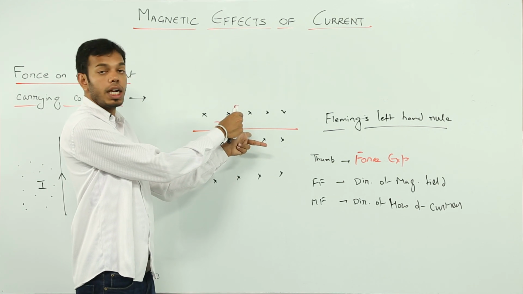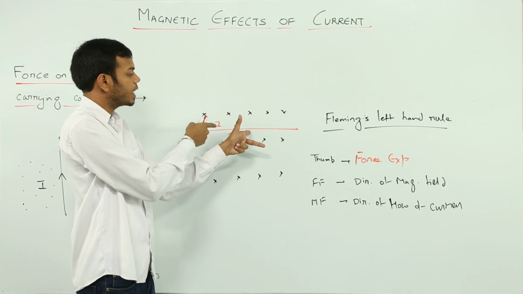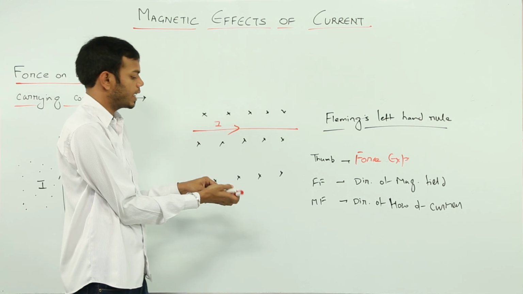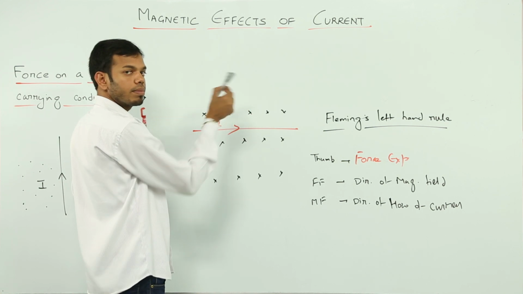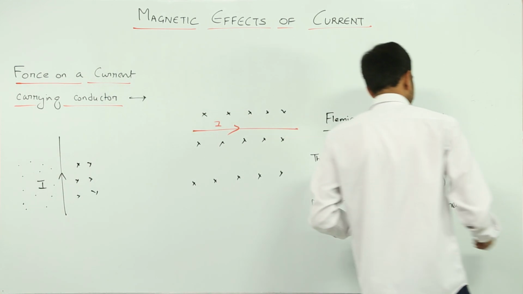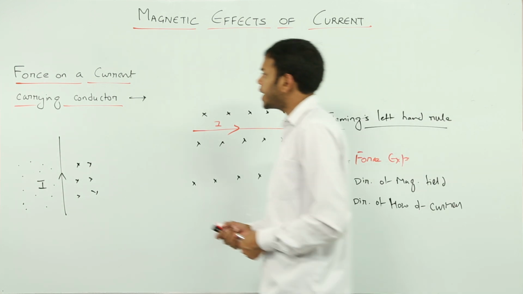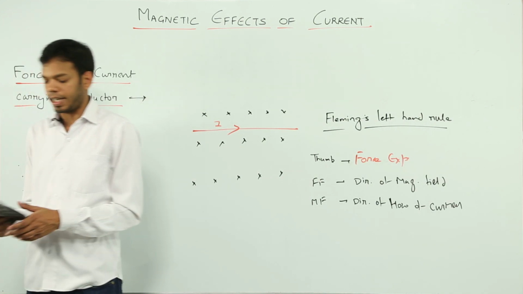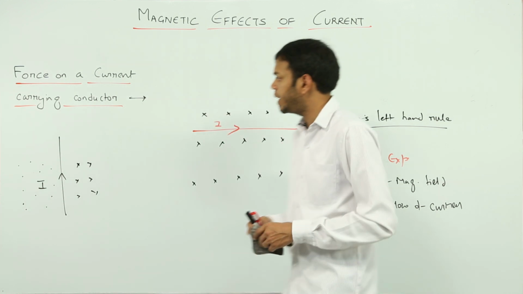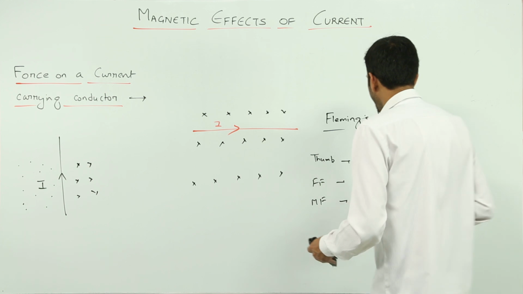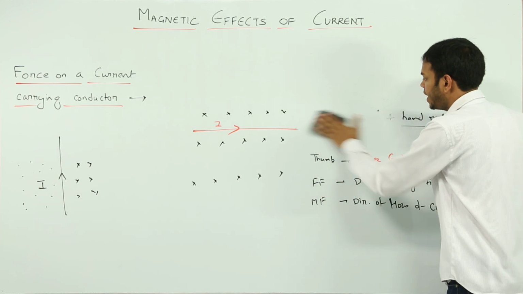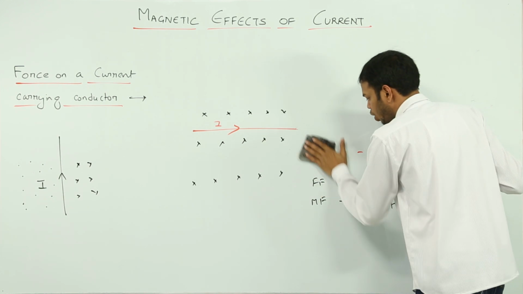So thumb is giving me the direction of force, that is, this conductor is going to experience a force in upward direction. So if this would have been my conductor, it would have moved up. Simple. So this is the phenomena of force experienced by a current carrying conductor, or force experienced by a conductor when it is placed in a magnetic field.